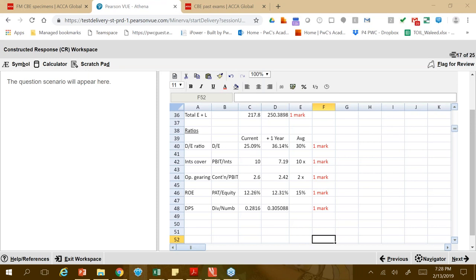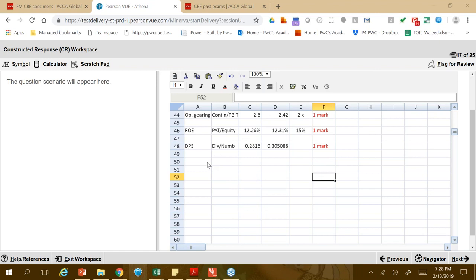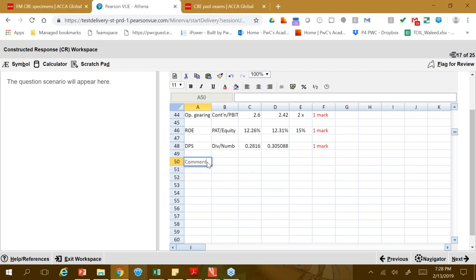Instead of DPS, can we calculate any other ratio as long as it links into shareholders' wealth? There is no other information really here. So for the shareholders' wealth, it's either the dividends or the share price. Now, quickly, 2 marks worth of comments here, and then we'll close.